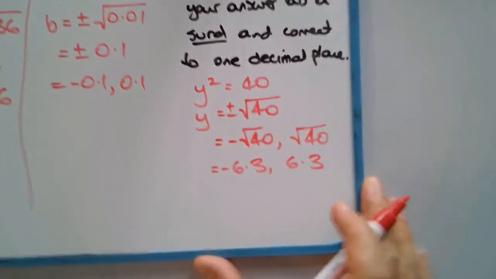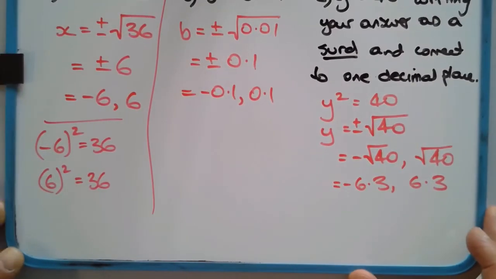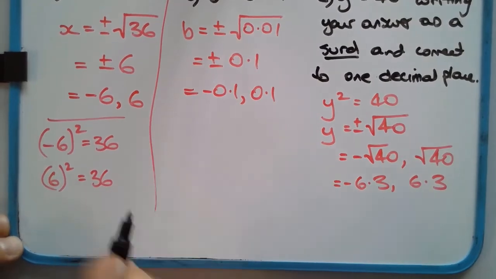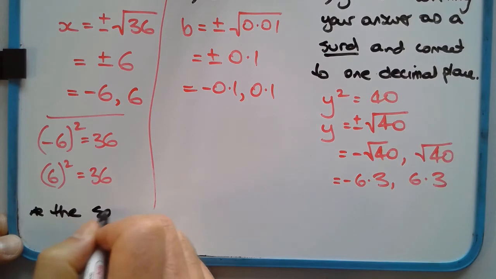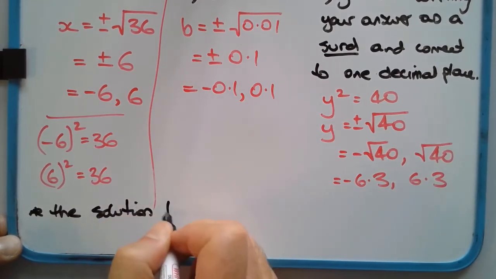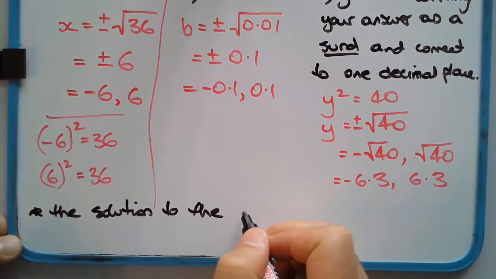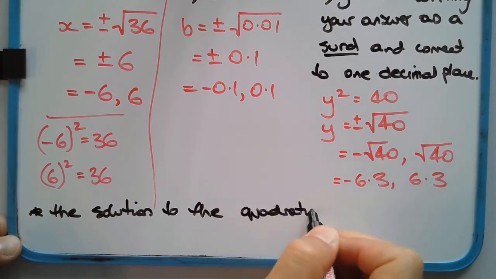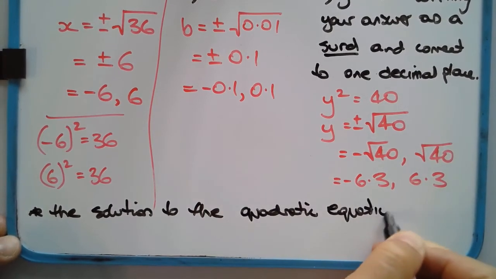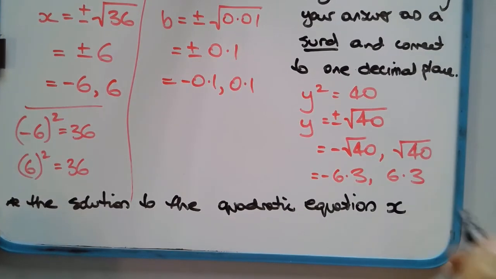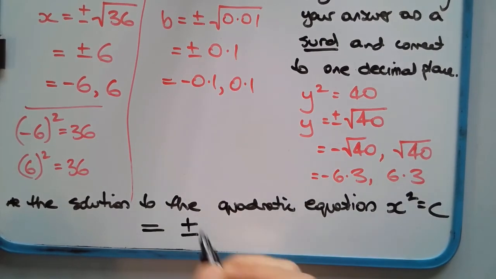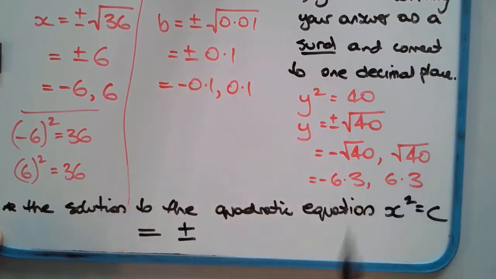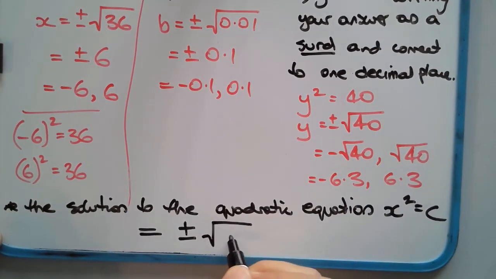So to summarize, I'll do one last point here, and make sure you note this down. The solution to the quadratic equation x squared is equal to c is equal to plus or minus, and that comes from this plus or minus here, plus or minus the square root of c.